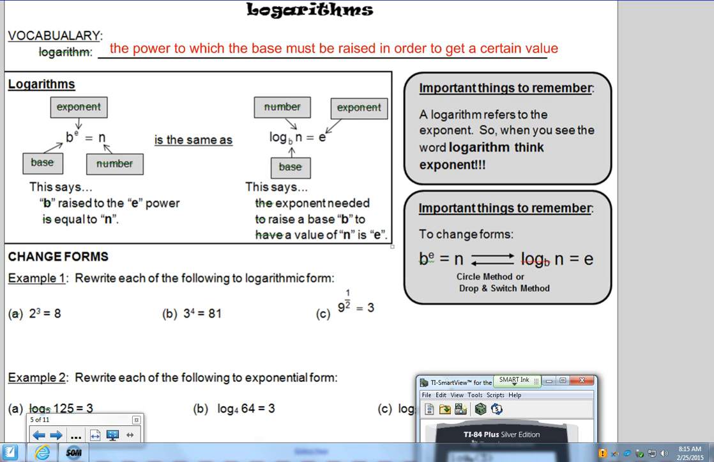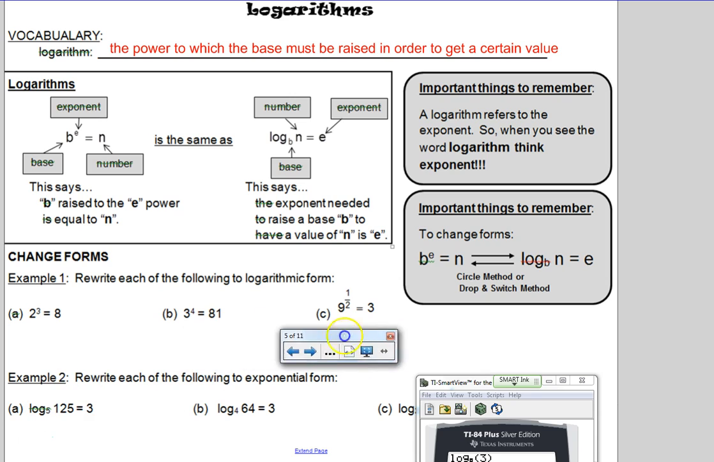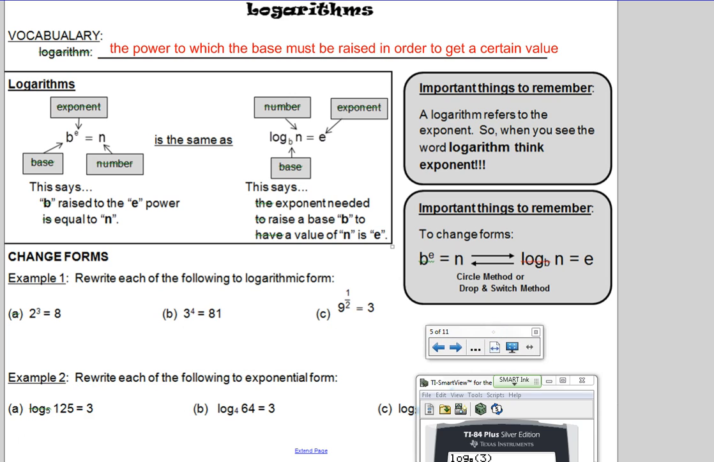Okay, so what we have to just learn for today is how to understand what logs are. So we're going to first, for example 1, rewrite each of those in log form, and then for example 2, rewrite all the log forms back in exponential form. All right, so problem example 1a, 2 to the 3rd power equals 8.